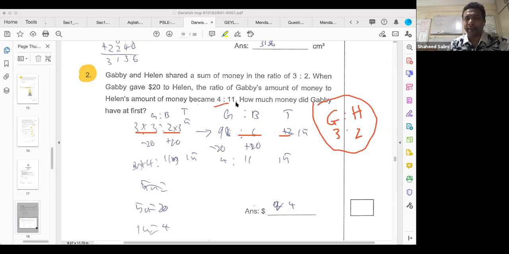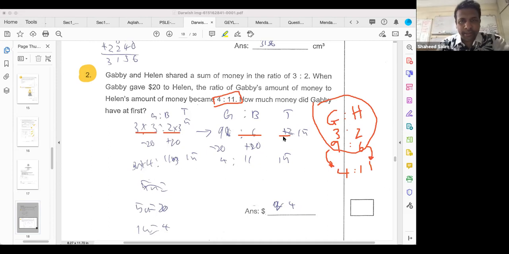What's the total at the end? 15, right? Correct. So the total is 15. So you make this into 15, which I think you did. You times by 3, you get 9. And then you times by 3, you get 6. So can you see? She gave 5 units away. She gained 5 units. Can you see what I've just done?